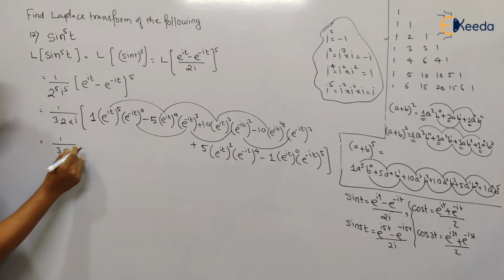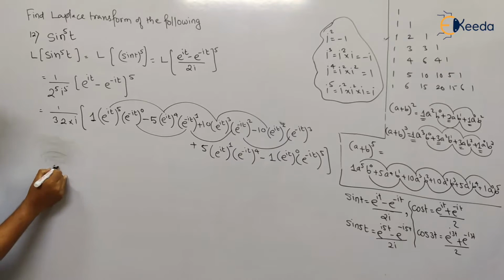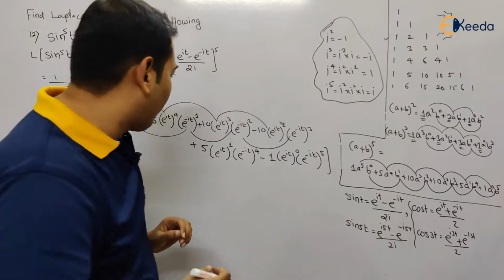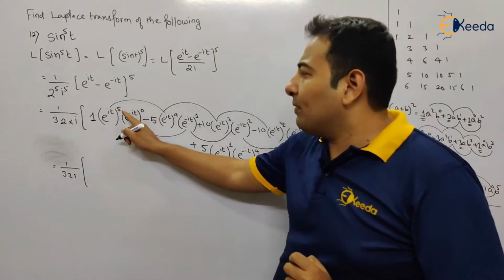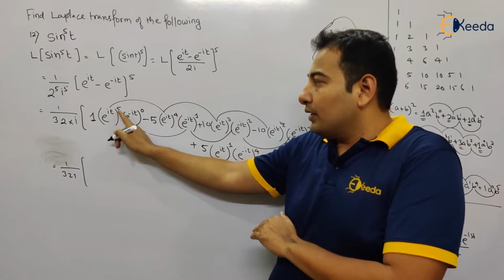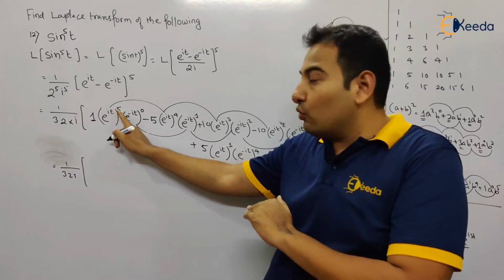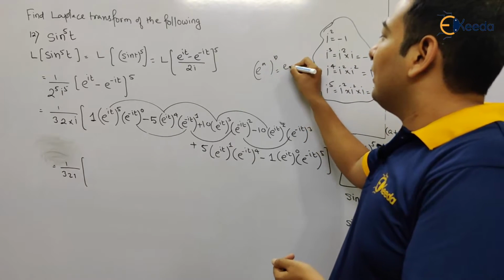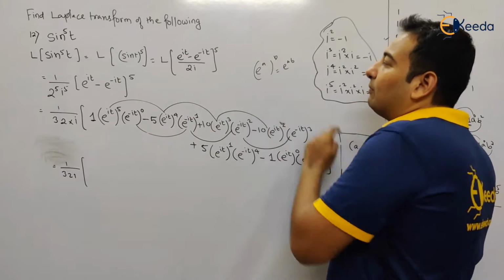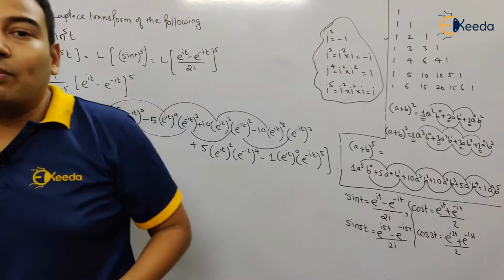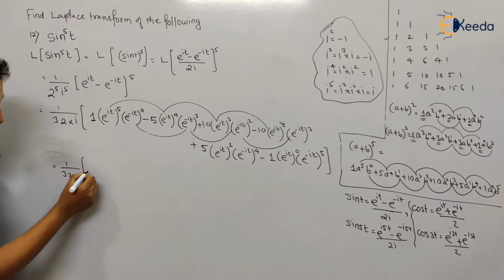So this 1 upon 32i. It's actually very simple. See here. What do you mean by this? e raised to i t raised to 5. This 5 will be multiplied with this, and this will become 5it. It's very simple. See here. e raised to a into b is actually e raised to ab. These two terms will be multiplied. The same way, e raised to i t into 5 will be multiplied and that will become e raised to 5it.